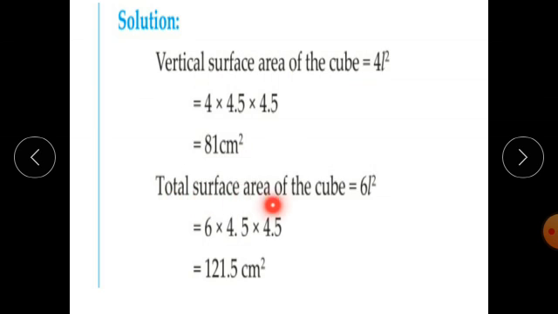Now total surface area of the cube equal to 6 into L square. So equal to 6 into 4.5 into 4.5 equal to 121.5 square centimeter. So total surface area of the cube equal to 121.5 square centimeter.